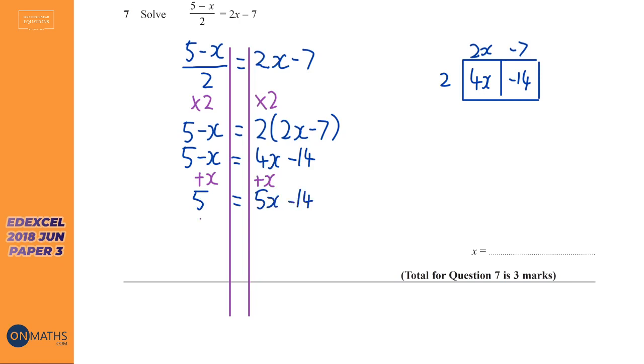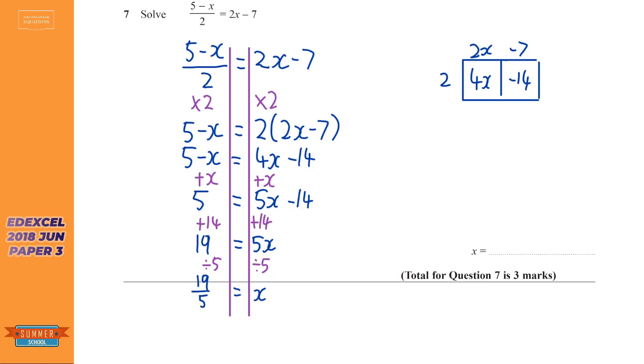Get rid of the 14 by adding 14 both sides. We want to get x on its own. So that's going to be 19 equals 5x. And then we're going to divide both sides by 5. Now this is the part where people get nervous and go, oh, I'm not quite sure. Just leave it as a fraction. 19 over 5. Absolutely fine.